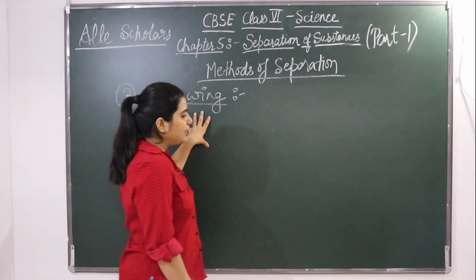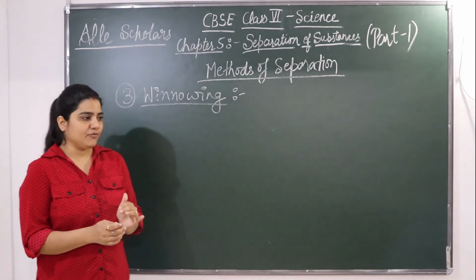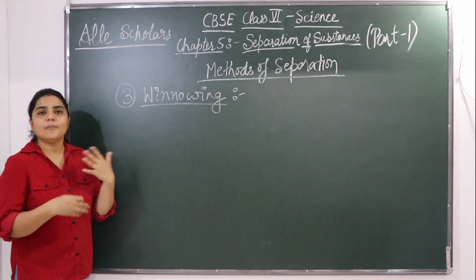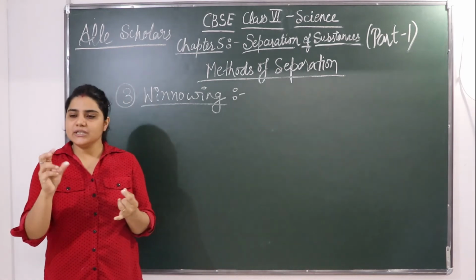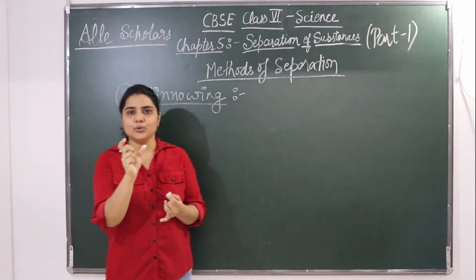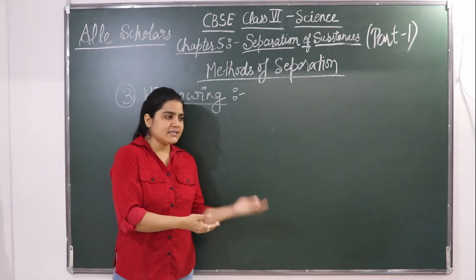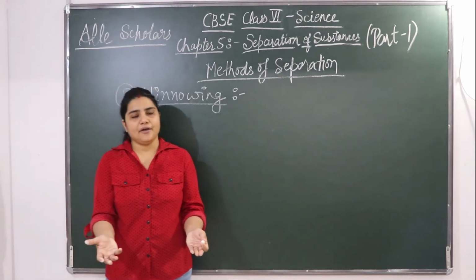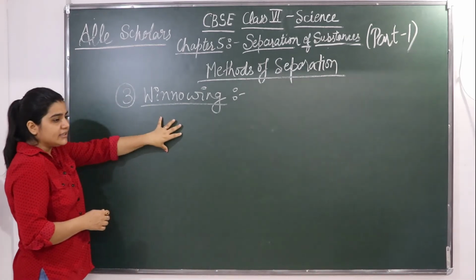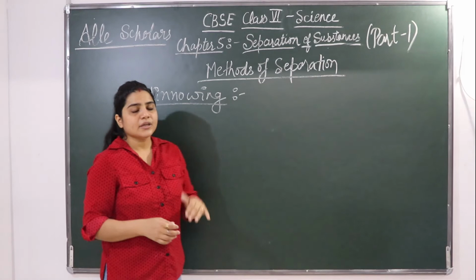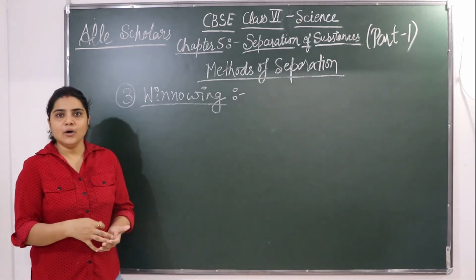Winnowing is used to separate heavier and lighter components of a mixture by wind or by blowing air. In winnowing, mostly both components are smaller in size. The only difference is that some is lighter and some is heavier. On that basis, the separation of heavier and lighter components of a mixture is done using wind or by blowing air.